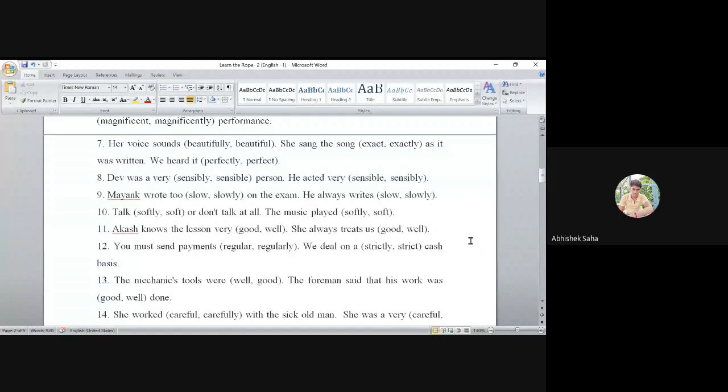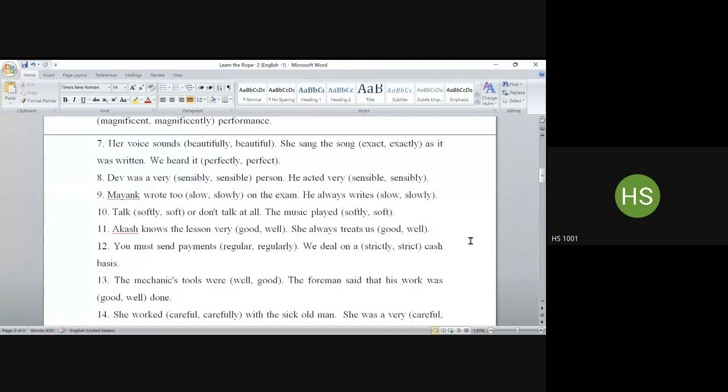He always writes slowly, not slow. See, this can be a confusion. A lot of people would immediately go and write, he always writes slow. No, slowly, because you're talking about how somebody writes. You're describing the action, right? So, he always writes slowly.